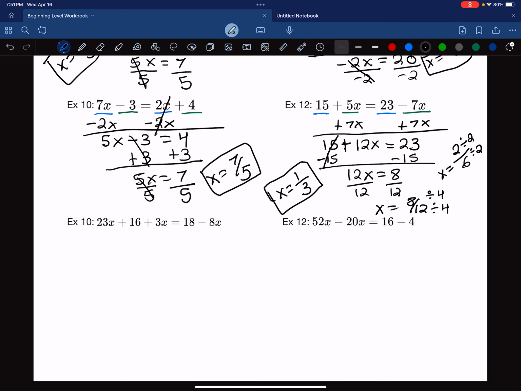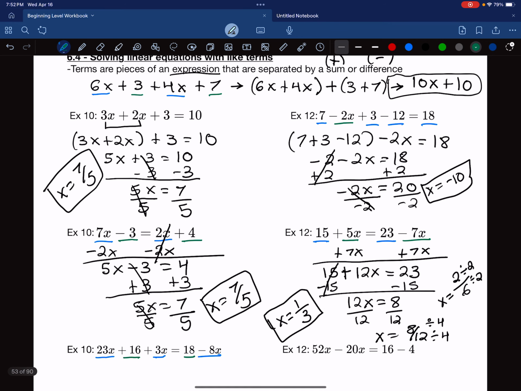Now let's work through it. So this one's a little bit more complicated, but that's okay. I'm going to underline our like terms, or all of our terms with an x, and then I'm going to underline all of our terms that do not have an x. So from here, like I said in the first examples we've seen up here, we want to combine all of our like terms on one side of the equation.